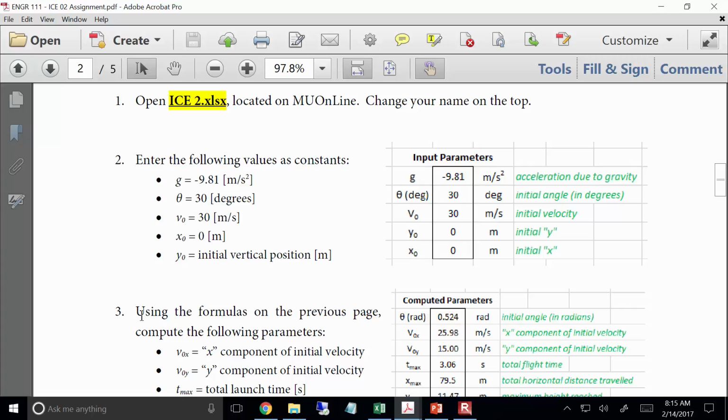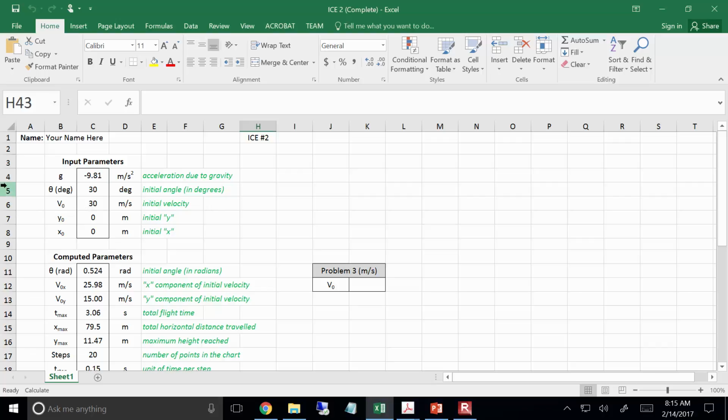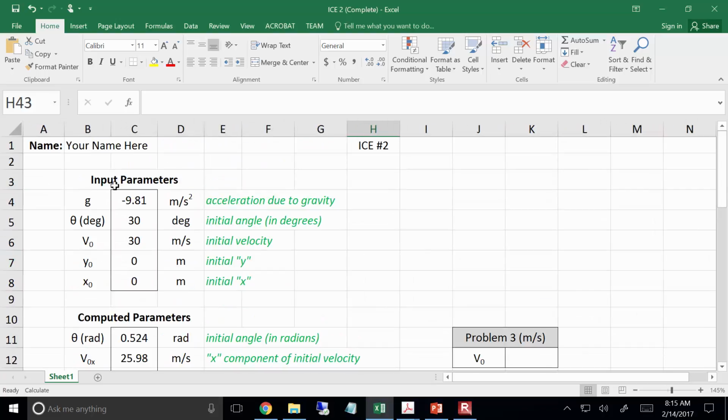So I'm going to pull up my completed one. Here's my completed one. Now, let me show you something. The first thing that I do is I enter in some input. If you notice, my gravity term is negative 9.81 meters per second squared. My angle is 30 degrees. My initial velocity is 30 meters per second. And my initial x and y position are 0.